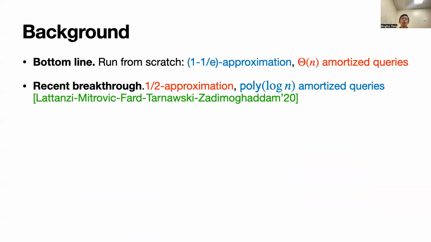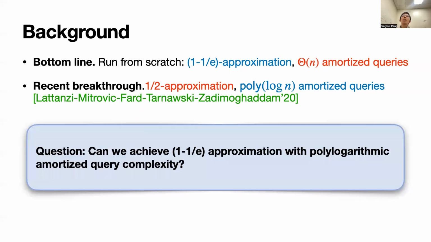Okay, now I will dive into the more directly related literature on this dynamic submodular maximization problem. As I mentioned before, the baseline is to run the greedy algorithm from scratch. It has a good approximation guarantee, but the amortized query complexity is omega of n per update, which is quite slow. There is a recent breakthrough by Lattanzi et al., and they give a one-half approximation algorithm with only poly log n amortized queries. So the amortized query complexity is quite small, but the approximation seems not to be optimal compared to the offline solution. So the key question we want to address in our work is whether we can achieve 1-1/e approximation with only poly log n amortized query complexity.